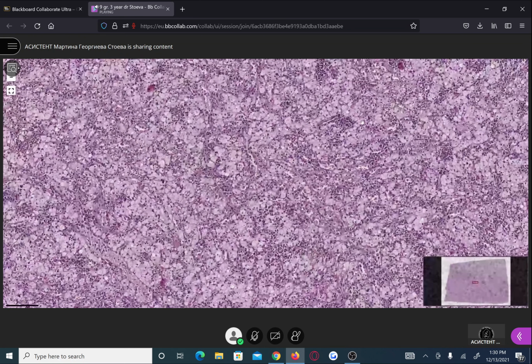These cells usually deposit not only in the spleen, but also in other internal organs, such as the liver. In the lymph nodes, they could be found as well. And of course, these additional deposits in these organs lead to enlargement of the organs. So hepatosplenomegaly is a classical clinical manifestation of the disease.